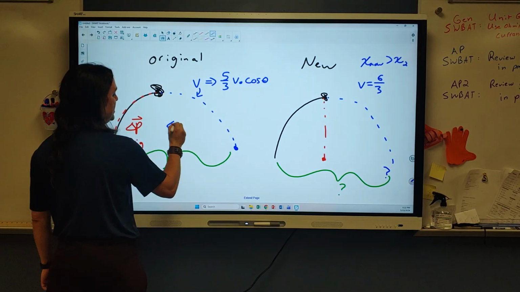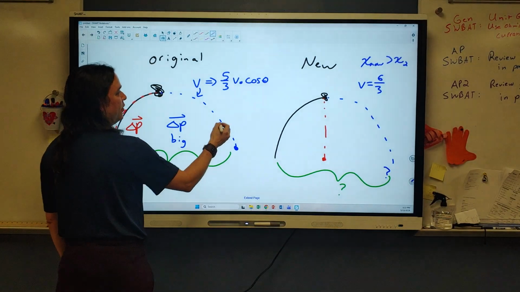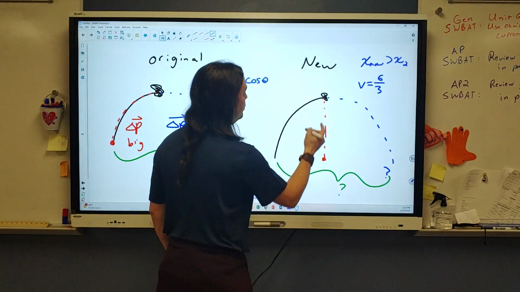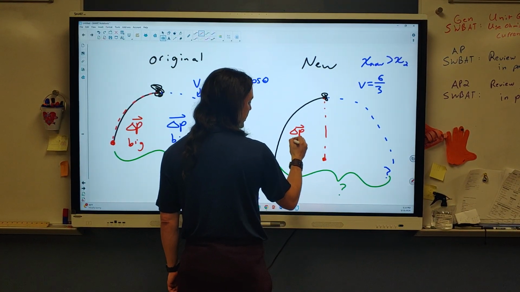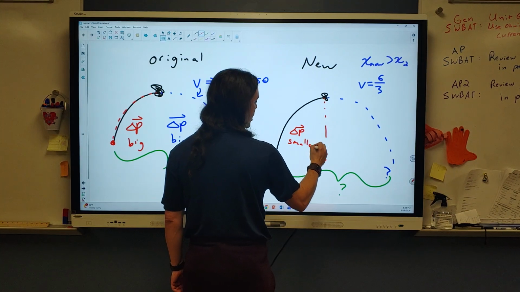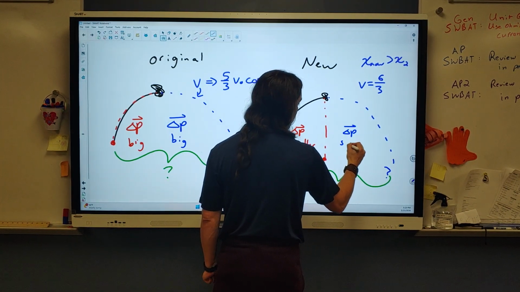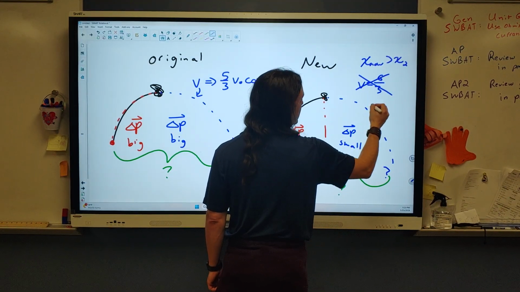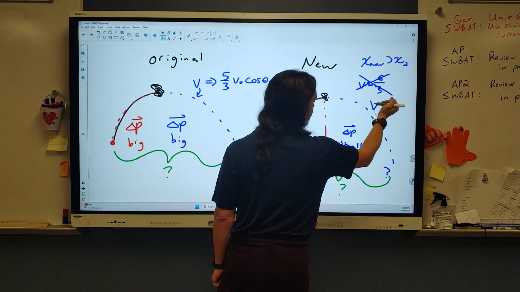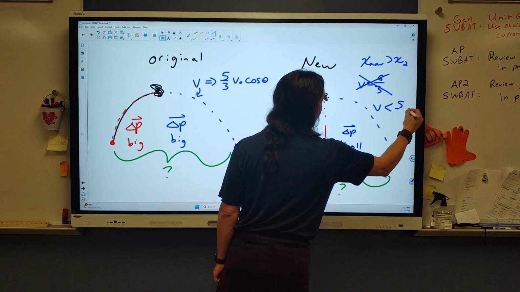Well, that means that this has to be a big delta P in the opposite direction, and therefore we would end up with a large value. Over here, we are just stopping this one, basically. So we end up with a smaller delta P. Well, smaller on this one also results in smaller on this one. And therefore, we would end up with a much lower velocity. In fact, I expect that v would be less than 5/3.